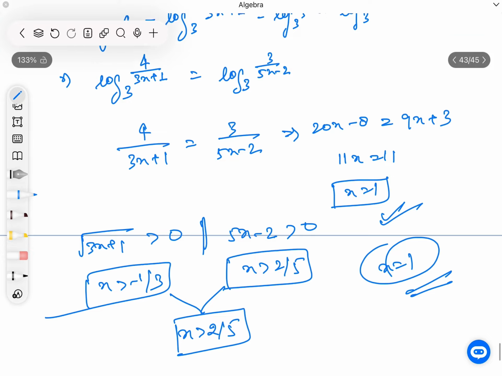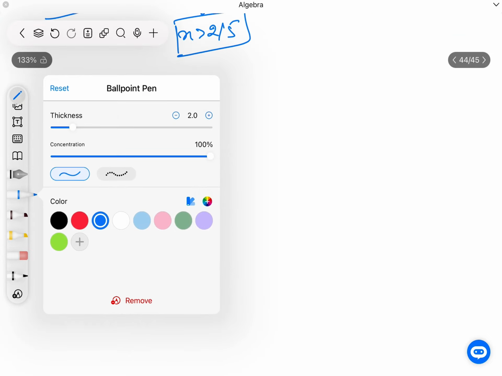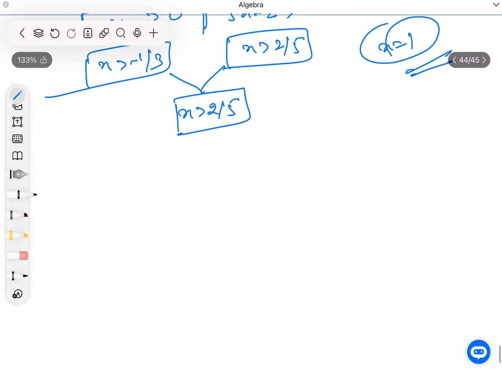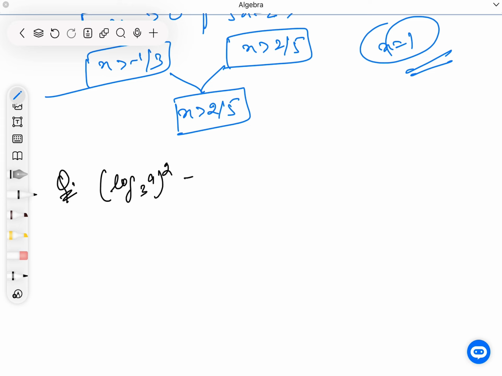Now let's see the last question for today. A good question. (log of a with a base of 3)² − 12 log of a again with a base of 3 + 48 equals p. You're also given that 8 to the power p is 3 to the power 64 and you need to find a.